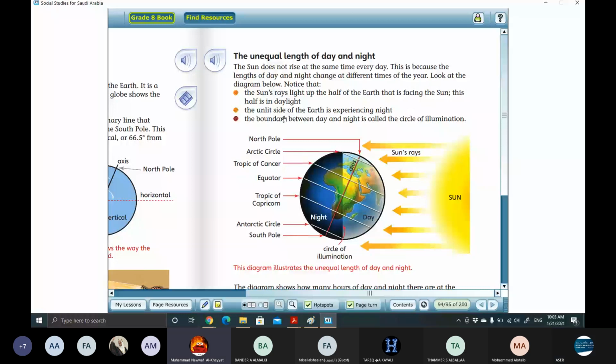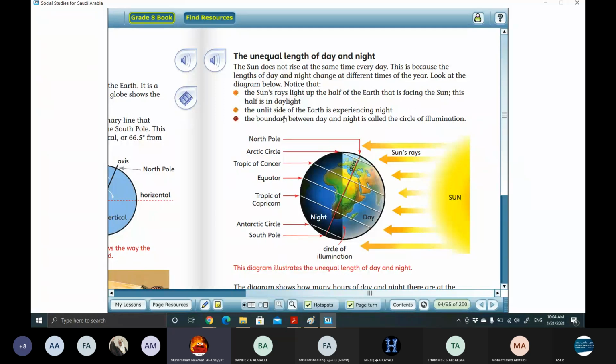So half of the earth is at the day side, and half of the earth is at the night side. The boundary between them is called the circle of illumination. So where the light stops and becomes the night, that's called the boundary of the circle of illumination. The unlit side of the earth is experiencing night. Yeah, so the other side that doesn't have the sun's rays is night because it's dark.